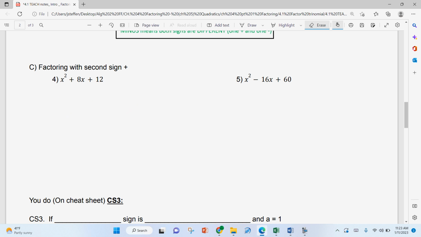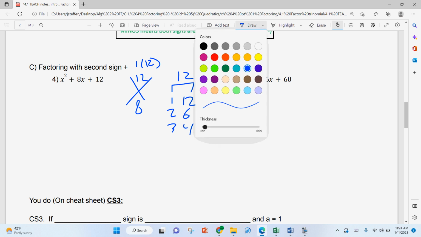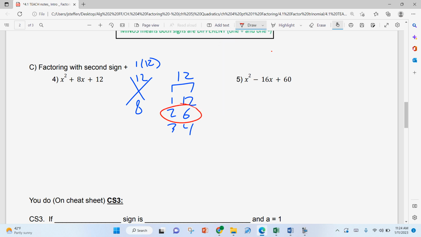However, if you're somebody that can't just look at it and do that, and even if you can, I would encourage you to still do it the long way, because that's going to make the next lesson easier. I still am going to set up my x. 1 times 12 goes in the top. Again, normally you don't have to write that out, but I don't want you guys to get used to just putting the last number in. It's the first times the last. So factors of 12 that add up to be 8: 1 and 12, 2 and 6, 3 and 4. The ones that add up to be 8 are 2 and 6. So we have 2 and 6.